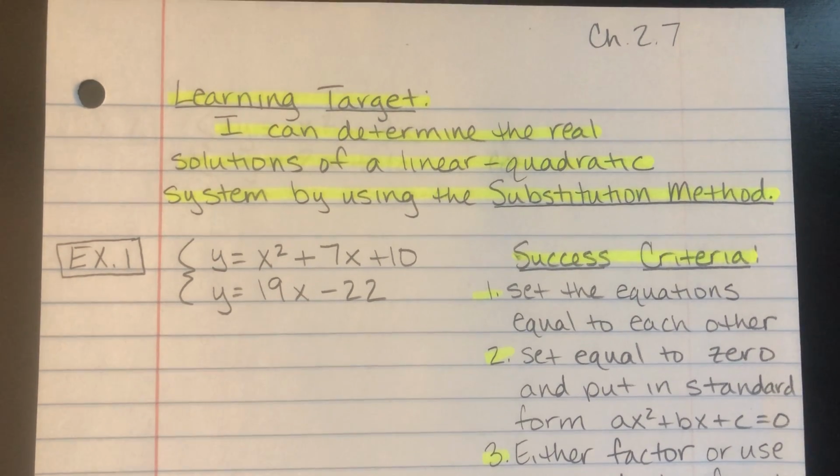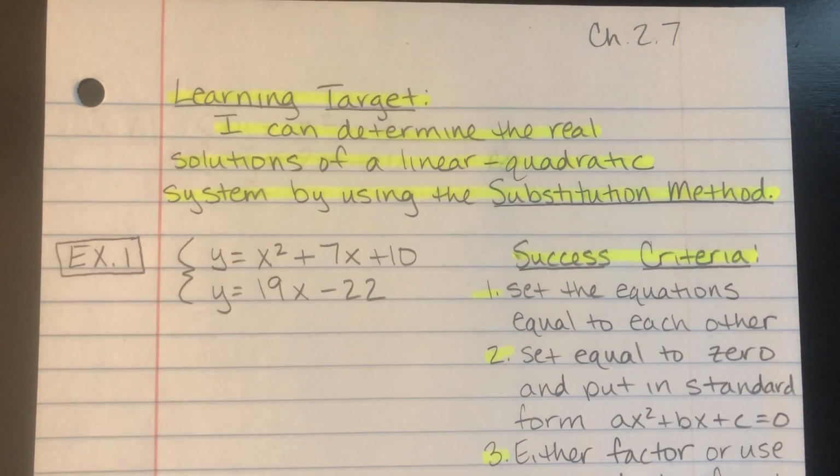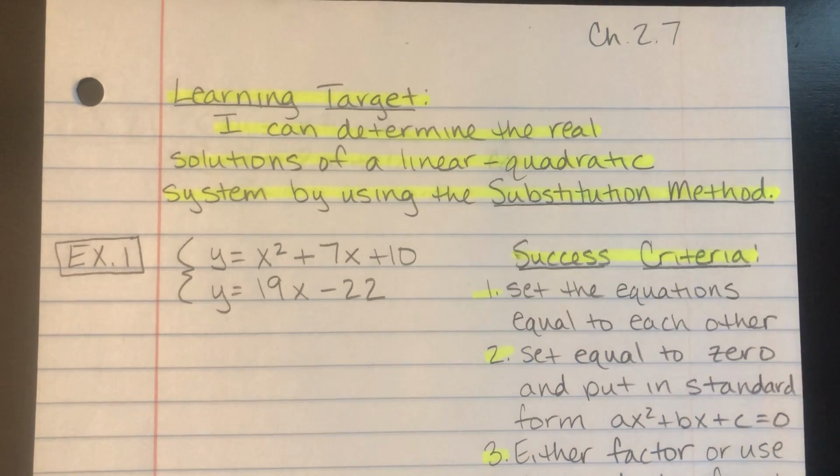So the first part of this section, what we learned in our last lesson was how to solve these linear quadratic systems. So these systems that are made up of a quadratic and a linear equation. And last section, we learned how to solve them by graphing. So we graphed it, and then we found the intersections, and then those intersections were our answers. So this is just another tool for you to solve these linear quadratic systems.